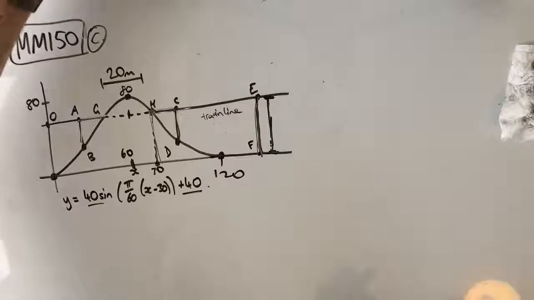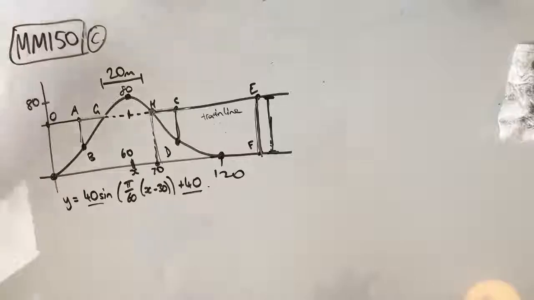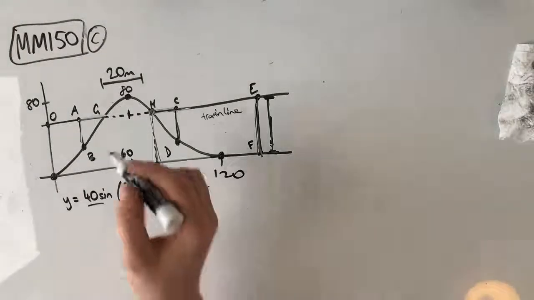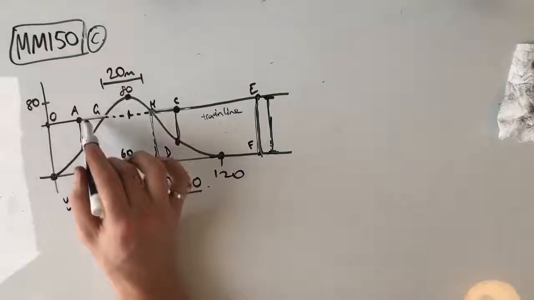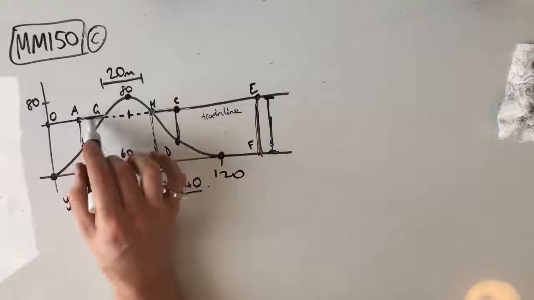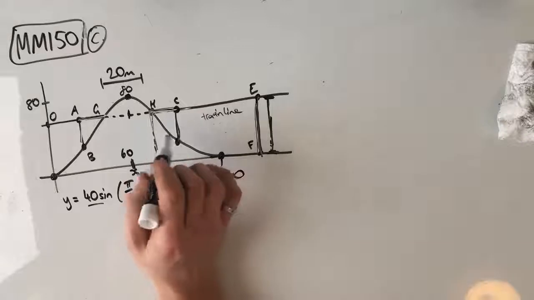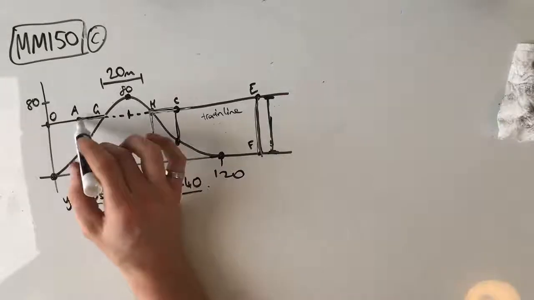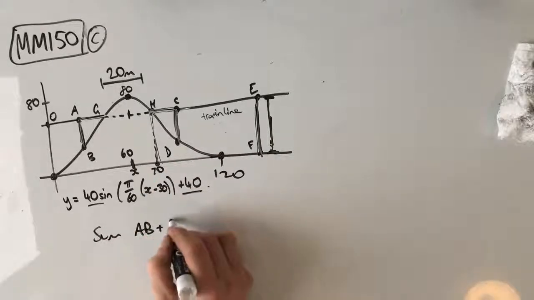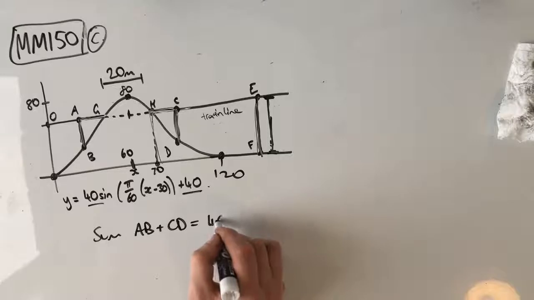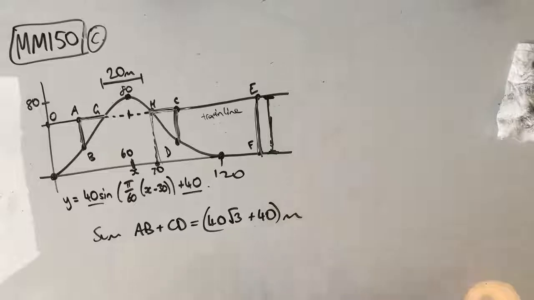Awesome. So if a train travels at 50 meters per second, how long does it take to travel from A to C? All right, so we want from here to here, which means we're going to need to figure out the distance from A to G and the distance from H to C. Okay, so we know that the sum of AB and CD is 40 root 3 plus 40, because it tells us in the question, meters, okay?